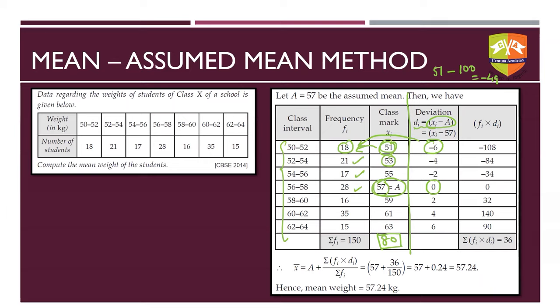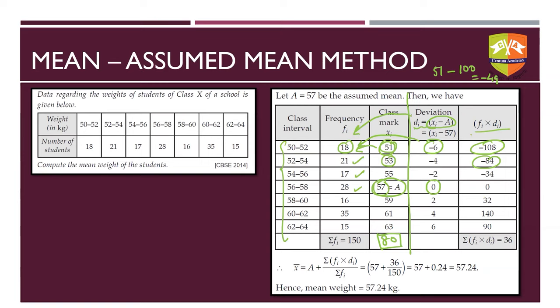So once the DIs are calculated, DIs are minus 6, minus 4, minus 2, 0, 2, 4, 6. Here, please take care of the signs because we usually tend to subtract the other way around. That should not happen. And now you can go for DI times FI. So every time the frequency has to be multiplied. It will get you minus 108, minus 84, and so on and so forth. Now you add all of them.